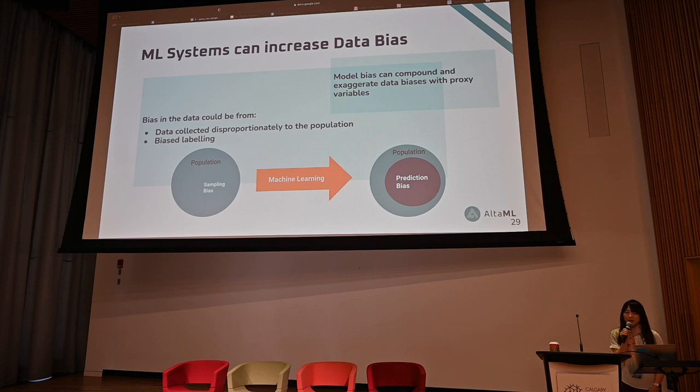We don't want those harms to happen. And it's important for us to understand this bias. Because when you have bias in your data, your machine learning model is going to learn those biases and can compound and aggravate those biases with the proxy variables we previously talked about.